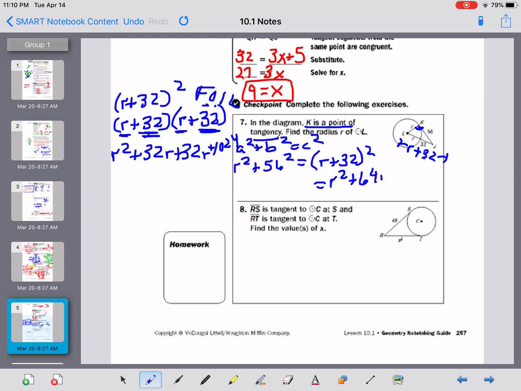On the left side, r squared is r squared, and 56 squared, calculator help there, 3,136. Once again, my r squareds are going to cancel. I'm going to get 64r here. I'm going to subtract 1,024 from both sides. And when I subtract that from both sides, I get 64r equals 2,112. Divide by 64, and r is going to equal 33.